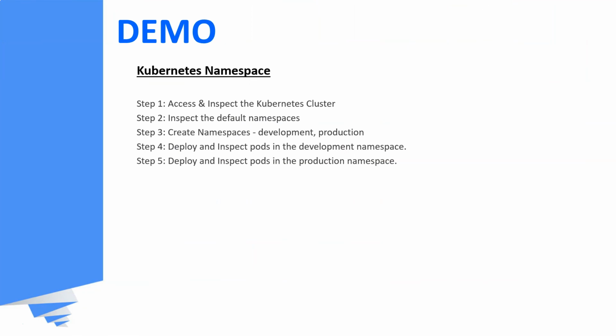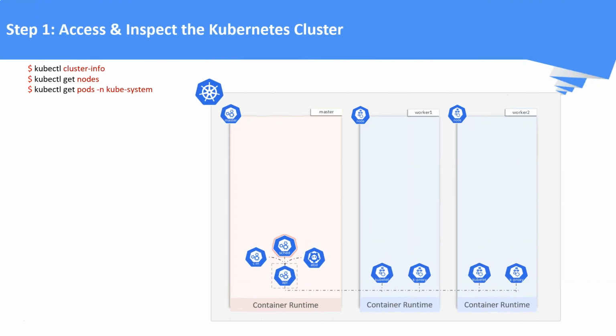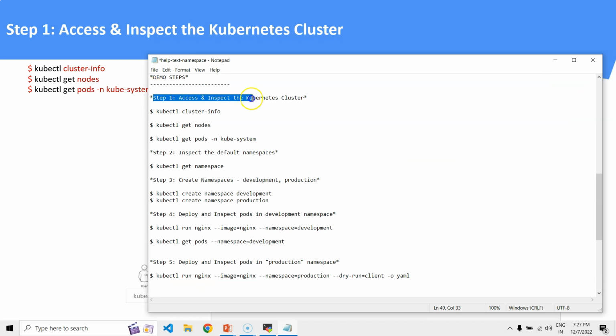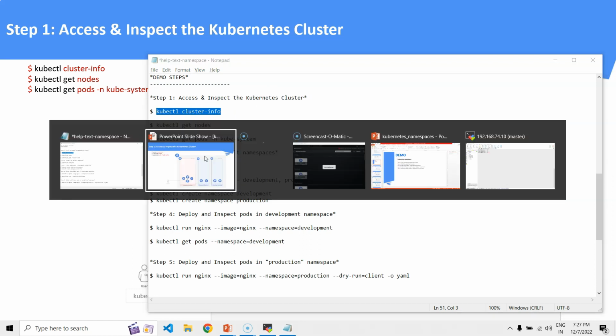Now let us see a demo on how to create namespaces and deploy resources in the namespace. Step 1. Access and inspect the Kubernetes cluster. Access the Kubernetes cluster using the kubectl utility and check if the Kubernetes cluster is running properly. Just to save time, we have consolidated all the commands in a notepad and the same is available in the video description.